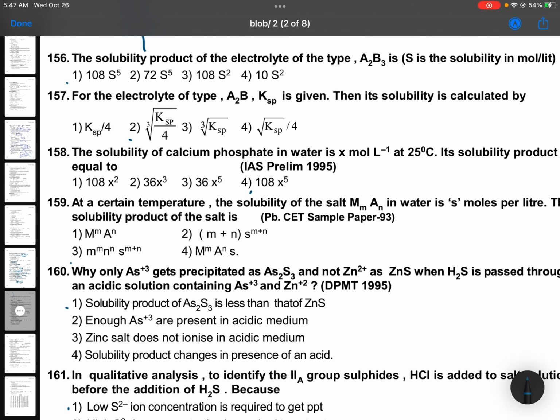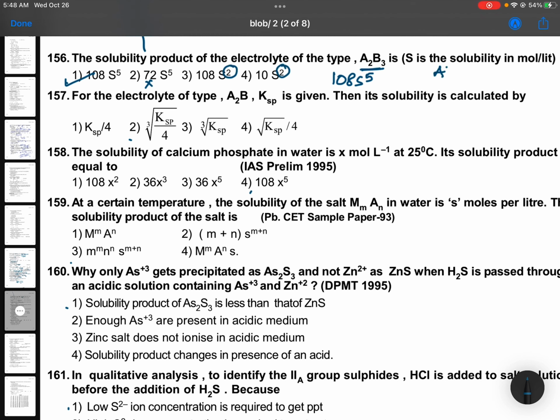The solubility product of the electrolyte of the type A2B3, where S is the solubility, is 108 S to the power of 5. 72 is not there for any, 108 S to the power of 2 is not there, it is also not there.